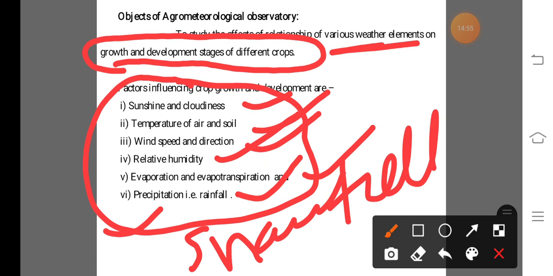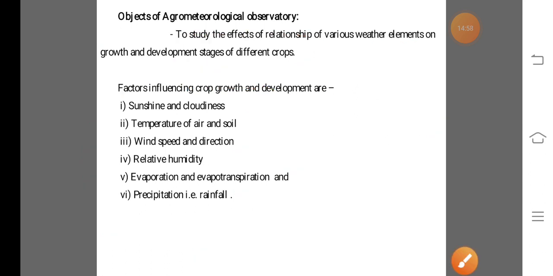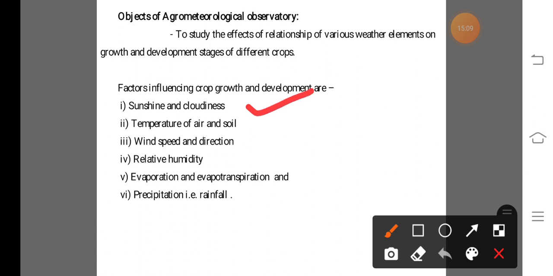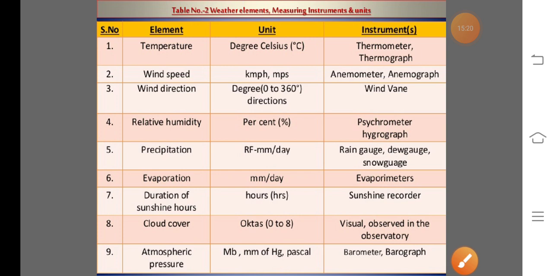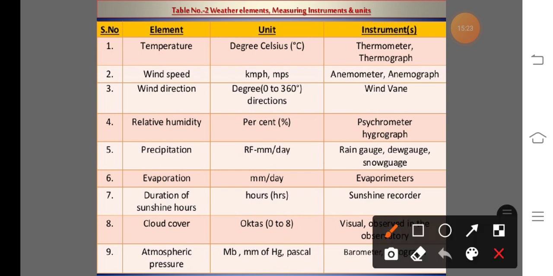And these weather parameters can be recorded in the observatory by using different instruments. Now we discuss these weather parameters with their units and which instruments are used for recording these different weather parameters in the Agromet observatory. So first, here you see the name of the element, their unit, that means in which unit the different weather parameters are expressed, and also which instrument is used for recording a particular weather parameter.